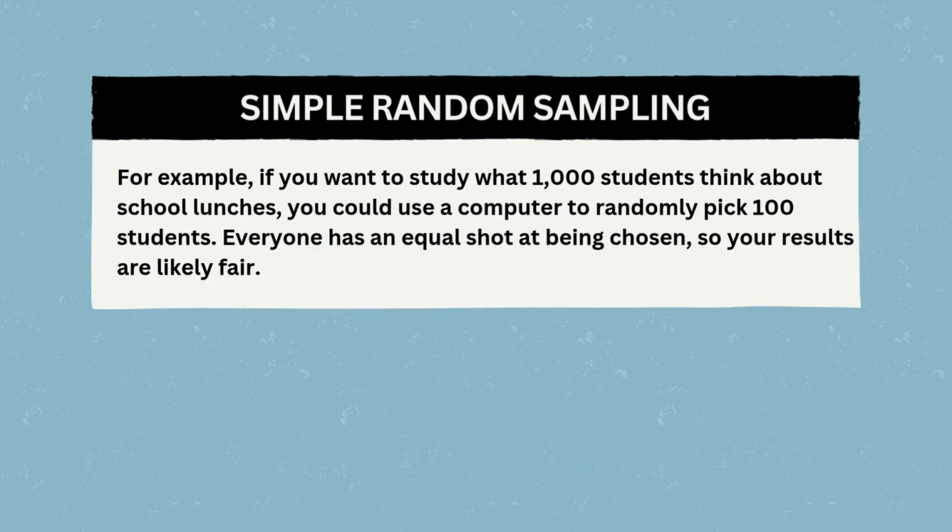Here are a few types of probability sampling. One type is simple random sampling. Picture a jar full of names written on paper. You shake the jar and pull out a few names without looking. That's random. For example, if you want to study what 1,000 students think about school lunches, you could use a computer to randomly pick 100 students. Everyone has an equal shot at being chosen, so your results are likely fair.